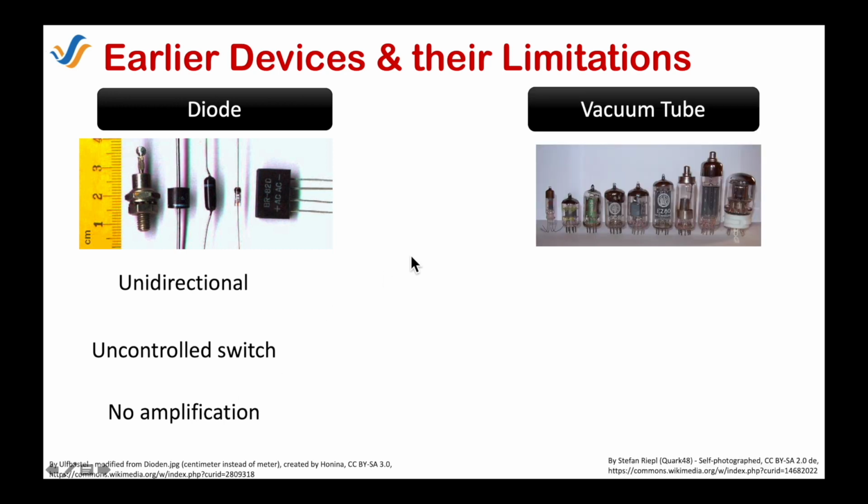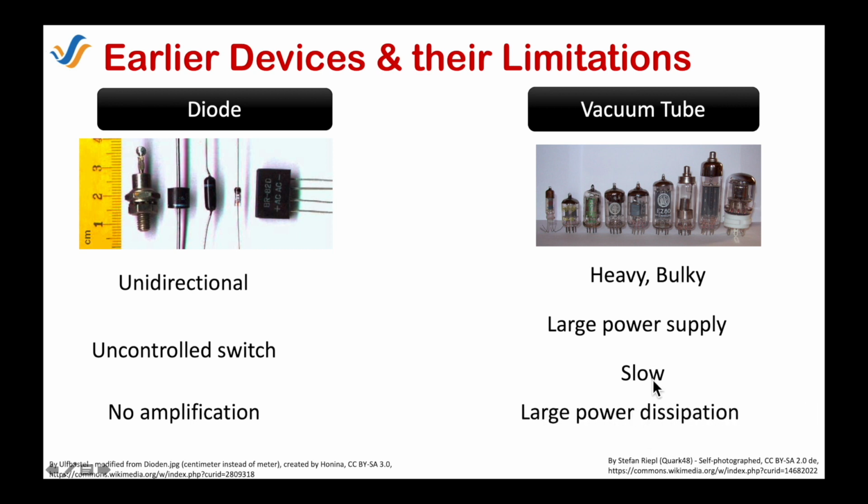The second device is the vacuum tube. Although the vacuum tube is bidirectional and can amplify signals, as you can see in this figure, it is very heavy and bulky. Since there is a filament in the vacuum tube which requires heating up, its power supply requirement is very large, and due to heating, its power dissipation is very high. One more shortcoming is that it requires some warm-up time for heating this filament, so its performance is also slow. Now let's see how the BJT has overcome all these limitations.